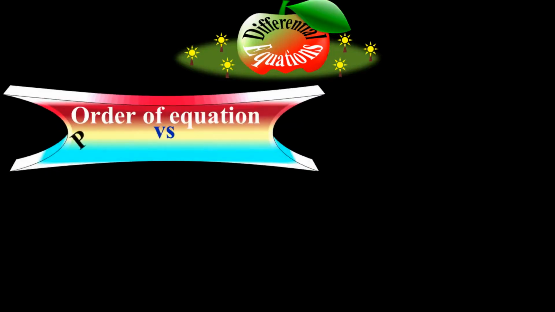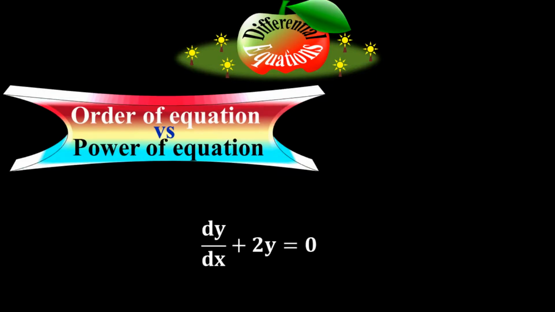What is the difference between the order of equation and power of equation? There is a simple equation dy/dx + 2y = 0. The order of the equation is actually the number of the highest derivative term. The maximum derivative of this differential equation is dy/dx. It is a first derivative term, and therefore this is the first order of differential equation.